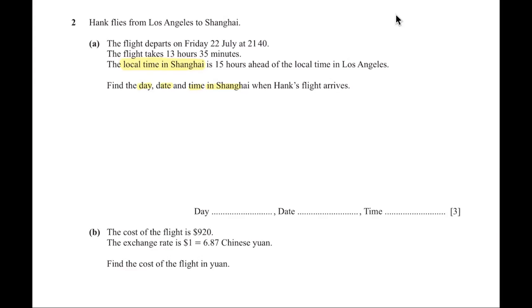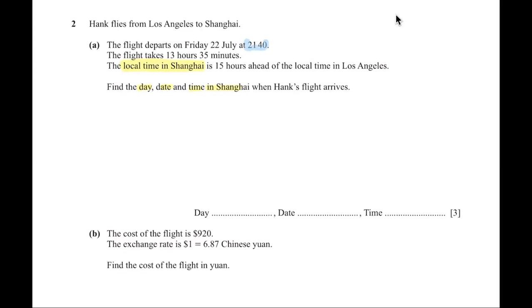Okay, the flight takes 13 hours and 35 minutes. So it flies from Los Angeles to Shanghai. So now this is Los Angeles time. Right? 15 hours ahead means maybe plus or minus. We need to change the time first, okay? So we first take this one in Los Angeles. Let's just add the time to Los Angeles first.